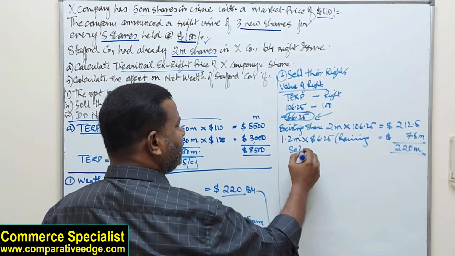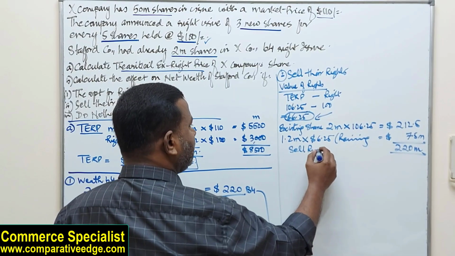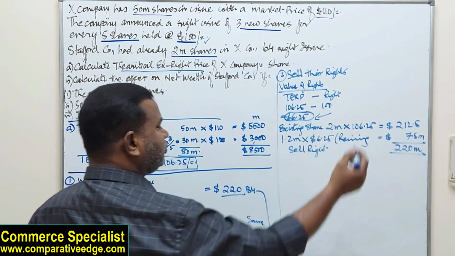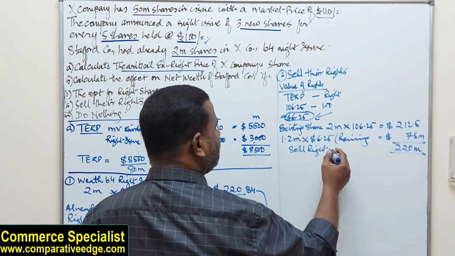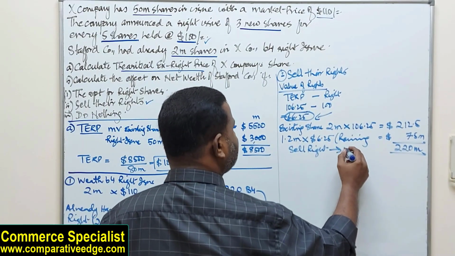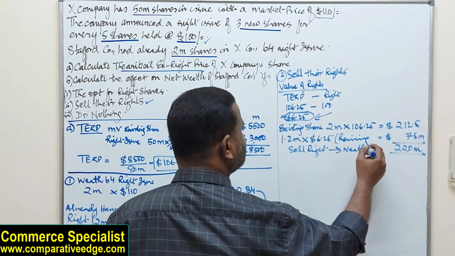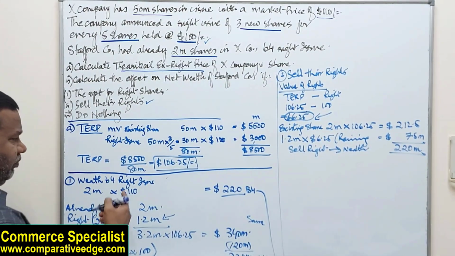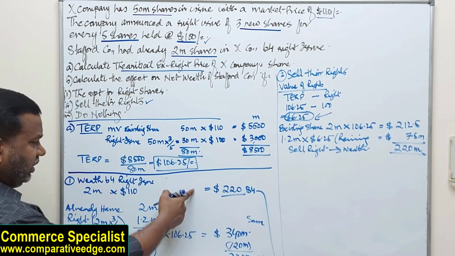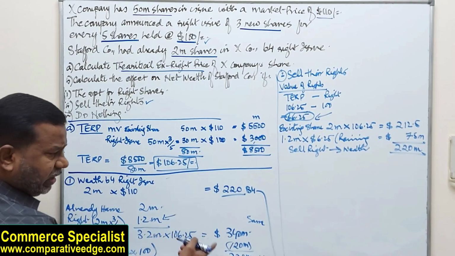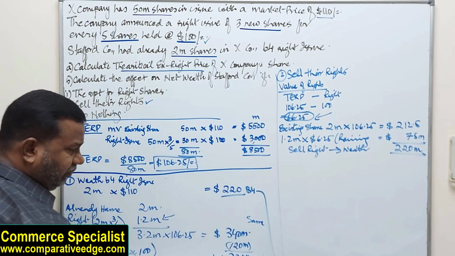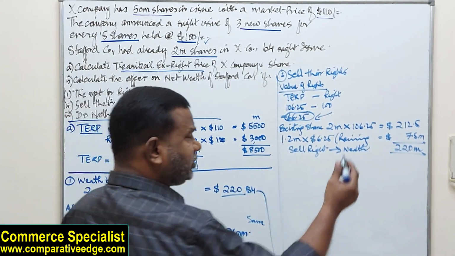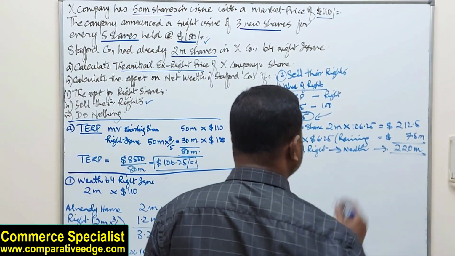If you sell your rights, you don't buy the rights shares, you sell the rights to somebody else who will buy the shares. So what will be your wealth then? Your wealth will be 220. So if you look at it, before the rights issue, they have 220. If they opt for rights shares, still after that their wealth is 220. If they sell their rights, still their wealth will be 220.